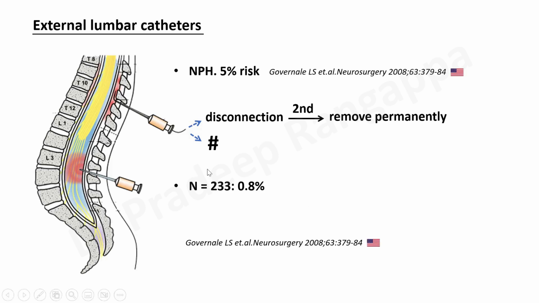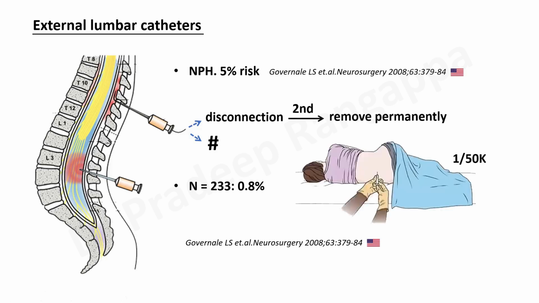And this was another study, again published by US authors in Neurosurgery, where they looked at 233 patients who underwent lumbar drains and they found the risk to be even much lower. It's 0.8%. So the risk with a lumbar drain is much lower as opposed to internal ventricular catheter, followed by external ventricular catheters, craniotomy, and the last would be the external lumbar catheter as a risk for nosocomial meningitis.